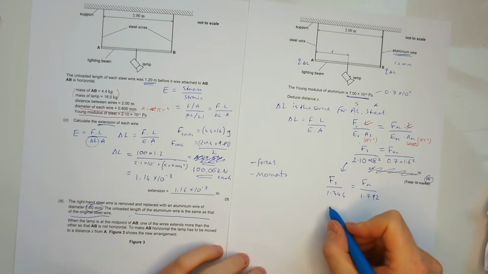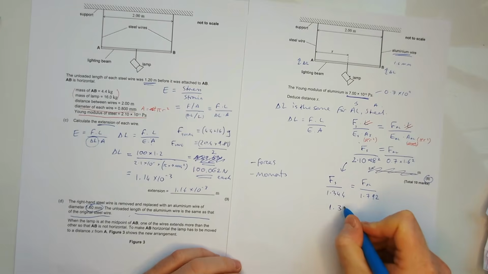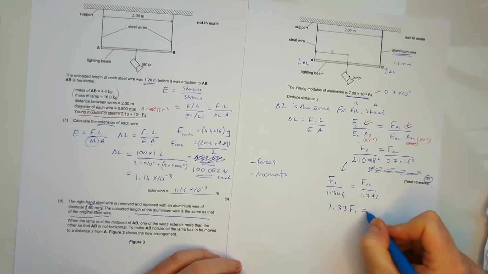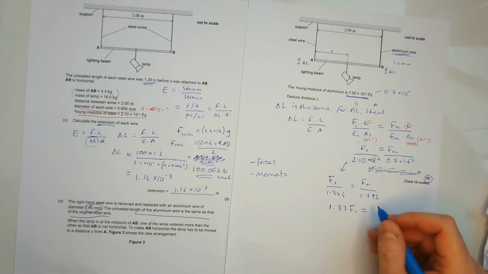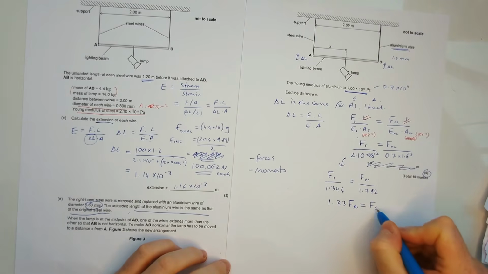I can simplify this a little bit, just crunch the numbers down and come to 4 over 3, or 1.33, times the force of steel is equal to the force of aluminium.